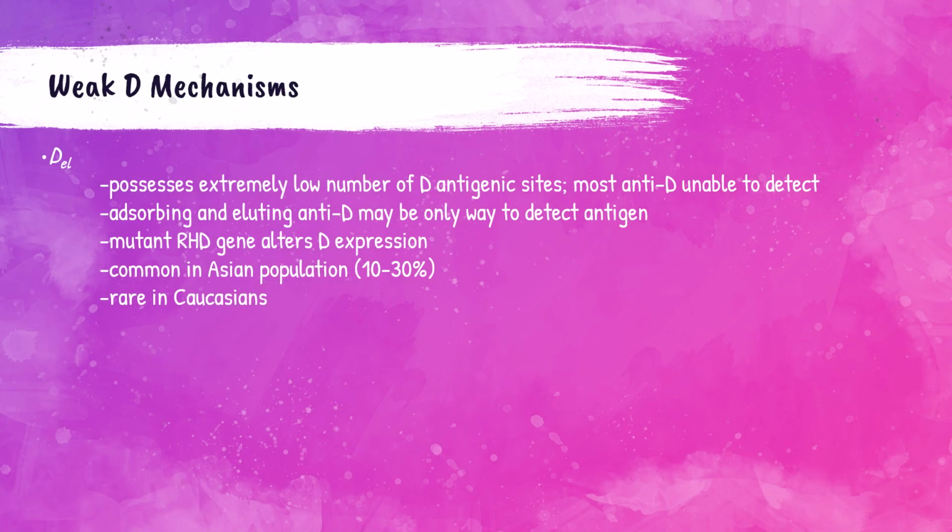DEL is a phenomenon that occurs in patients whose red blood cells have an extremely low number of D antigenic sites on them. Most anti-D antisera reagents are unable to detect it. Adsorbing and eluting the anti-D is the only way to potentially detect the antigen. DEL is most common in the Asian population, accounting for around 10 to 30%. It's very rare in the Caucasian population.